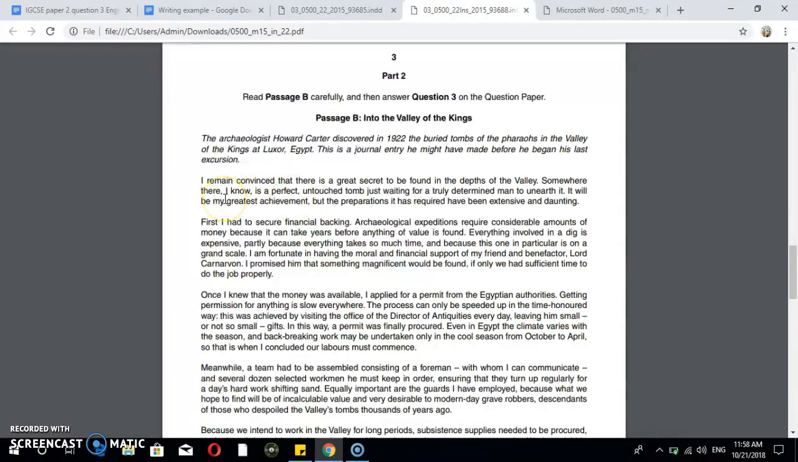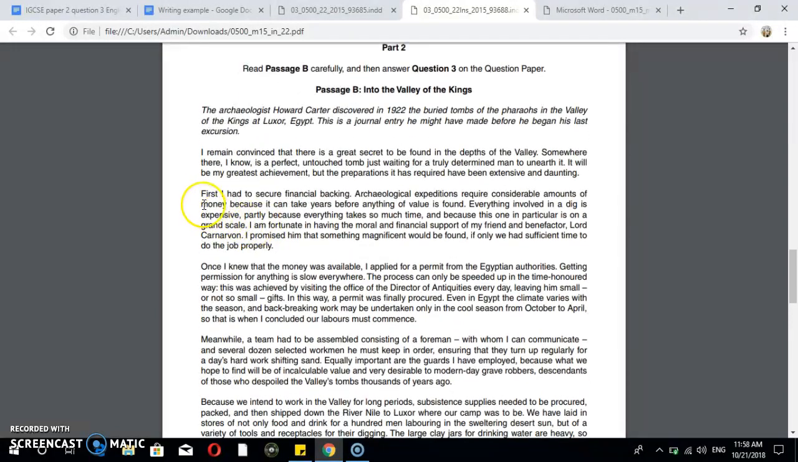So let's go through it first now. So first of all, as you can see here, it starts from here. So if you read these two paragraphs, you won't see any relevant information to the question. So just don't mind it, and spend your time wisely to find the points. So the first point is right here. It's very obvious. He has to secure his financial backing.